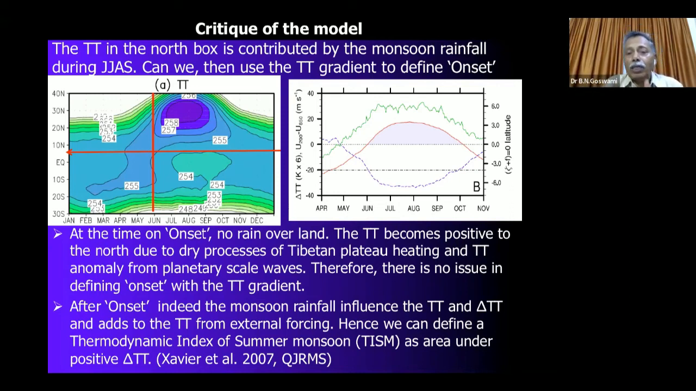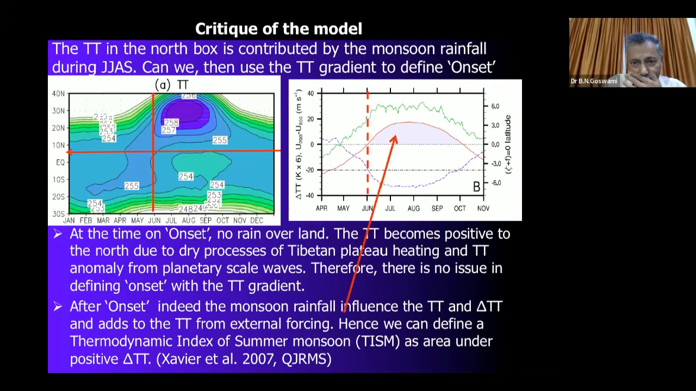So therefore, even averaged over the season, the tropospheric temperature gradient can be related to the monsoon rainfall, because rainfall contributes to it. So even though this is a bit of a diagnostic effect, it still serves as a good tool to look at the monsoon season and also relate to the monsoon rainfall itself.